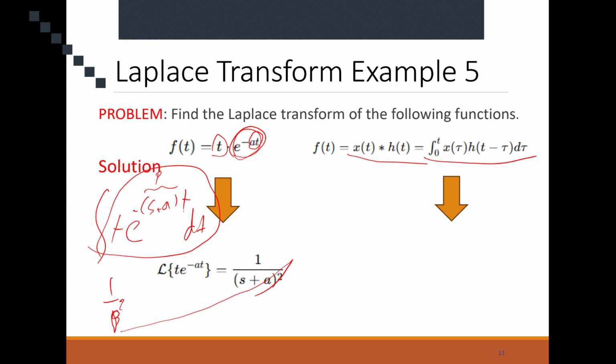We are going to get rid of this tau. Now, the Laplace transform of the convolution is simply the multiplication of the Laplace transforms. So if you have x of t convolved with h of t, the Laplace transform is going to be x of s times h of s.